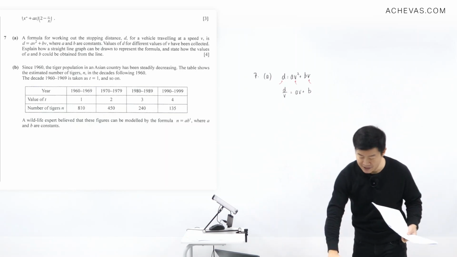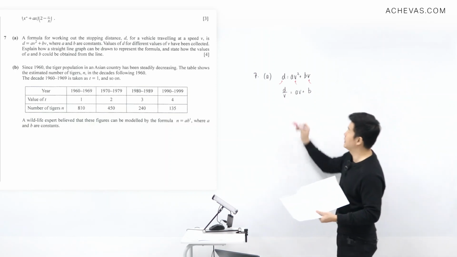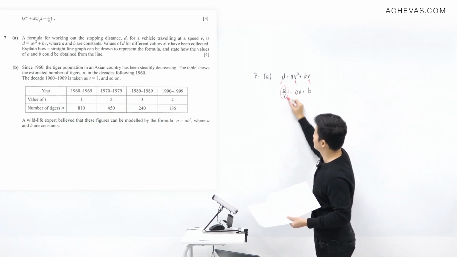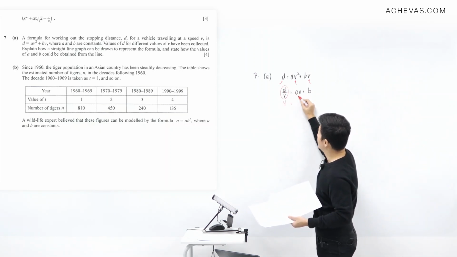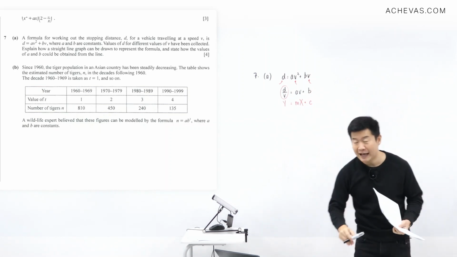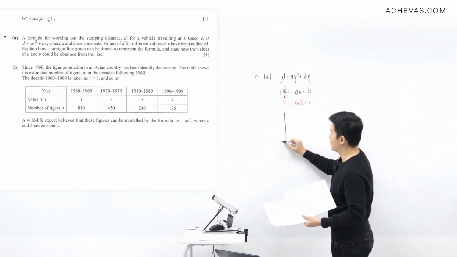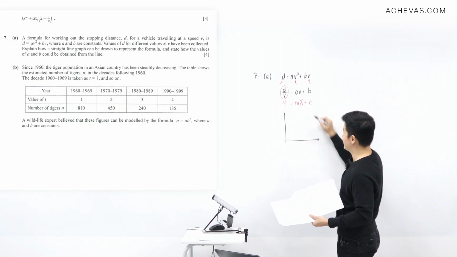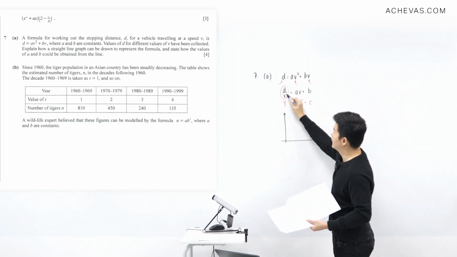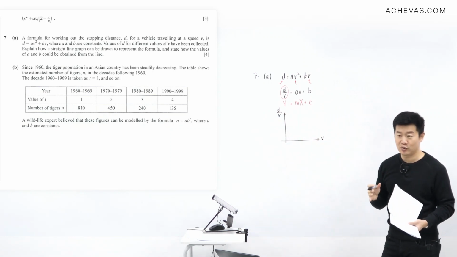And what I'm seeing here is actually like a linear line. If I can just change my perspective and see this here as if it is y, a variable, and this here is like the gradient, then this here is like the other variable, then this here is like the vertical intercept, then we have a straight line as long as I draw a graph to represent this by going for a horizontal axis as v and a vertical axis as d over v. Then we will be getting the straight line.